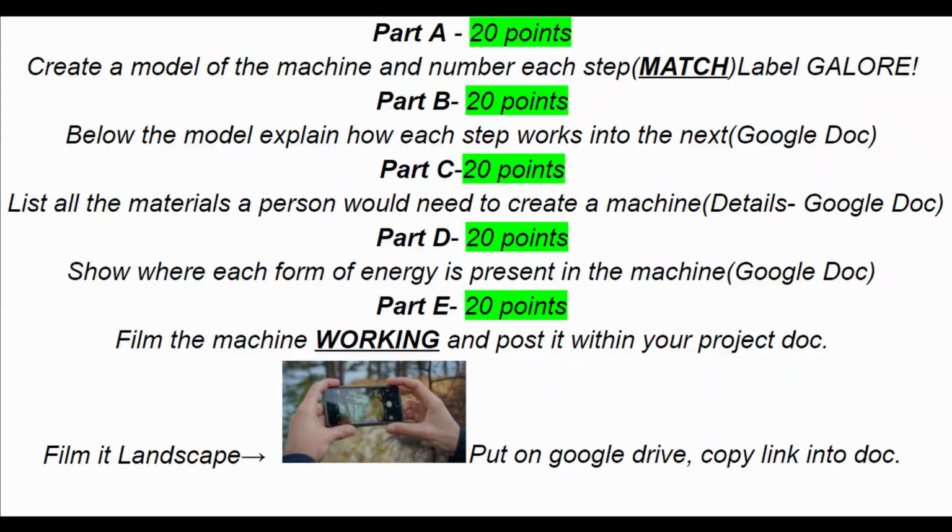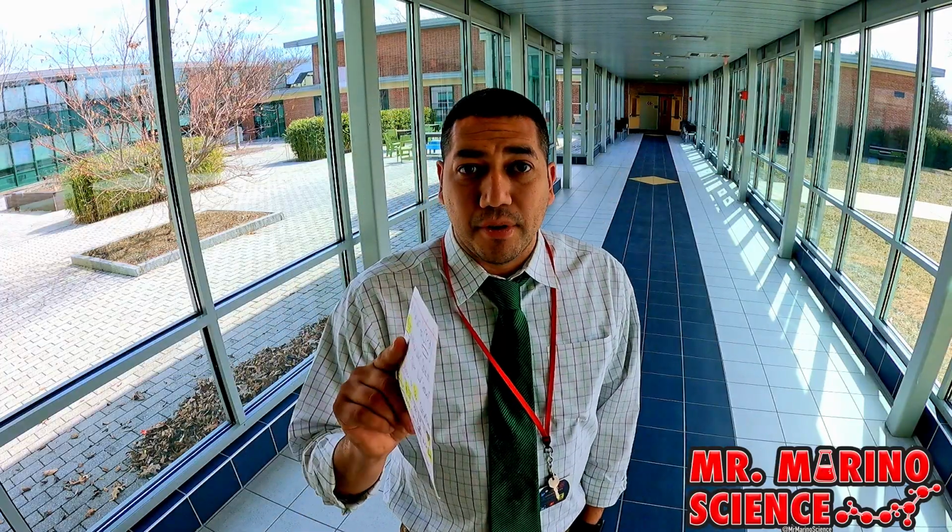Part D, label each part of the machine in terms of what type of energy it's an example of. If you have something falling, then that would be potential energy turning into kinetic energy. If something's plugged into a wall, that would be an example of using electricity to do something else. So be very clear and label those parts.